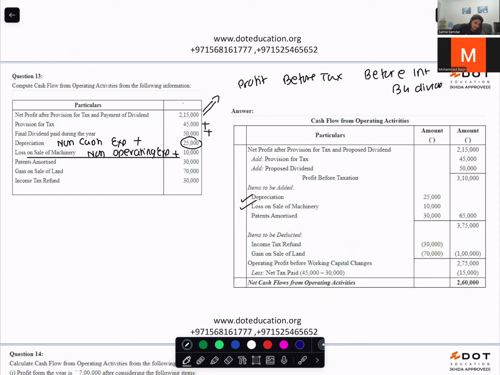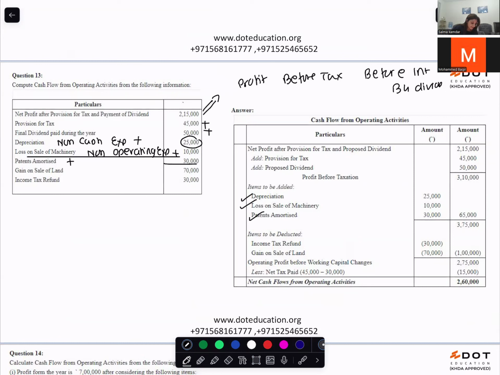Goodwill written off and patents amortized, even this is added. Then profit on sale of asset, that will be subtracted, right? Loss on sale of asset is added. Profit on sale of asset is subtracted.